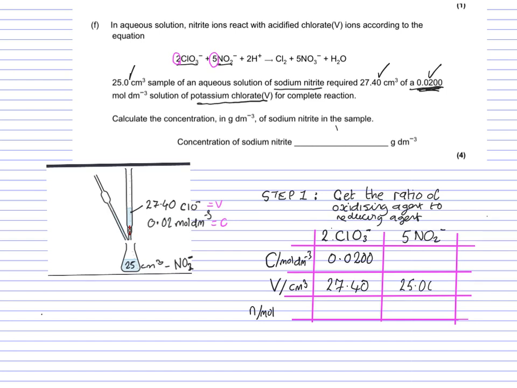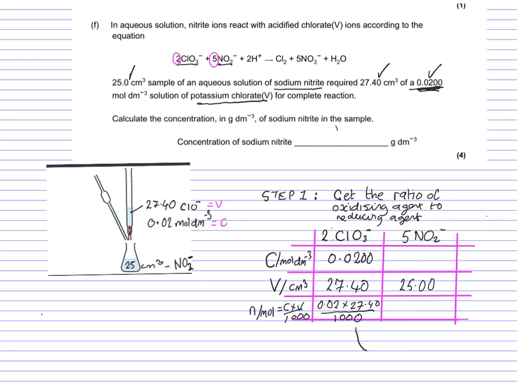Now immediately from the table it becomes apparent that you can work out the number of moles of the chlorate ions, because we know that the number of moles is concentration times volume. We divide the volume by 1,000, because the concentration was in moles per dm cubed, so we're converting our volume into dm cubed.